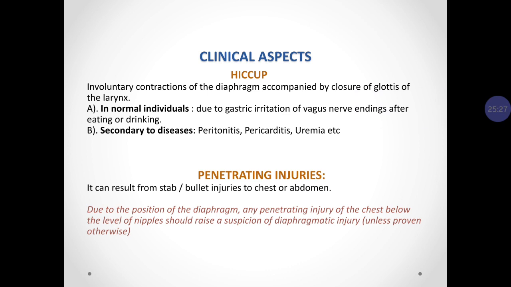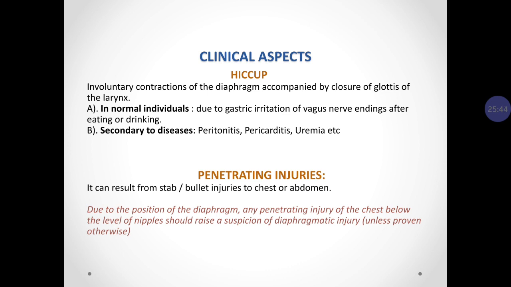In normal individuals, they can occur after eating or drinking, and that is because of gastric irritation of the vagus nerve endings. But in some diseases, we can also see uncontrollable hiccups, like in case of peritonitis, pericarditis, uremia, etc.